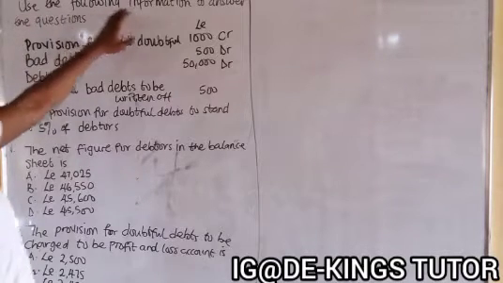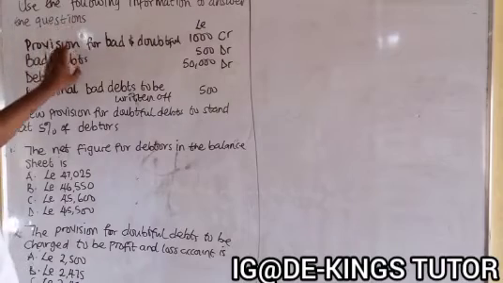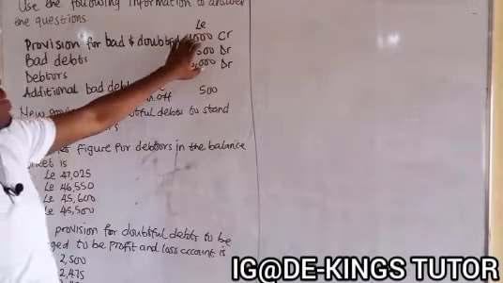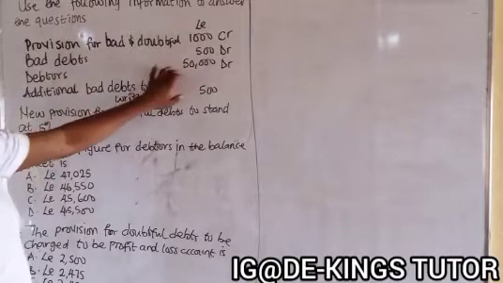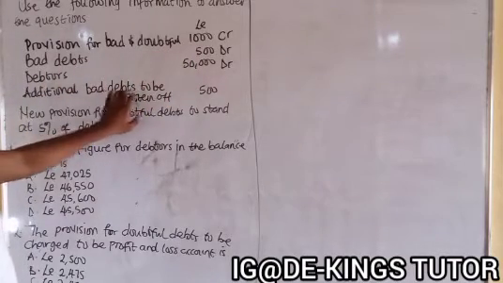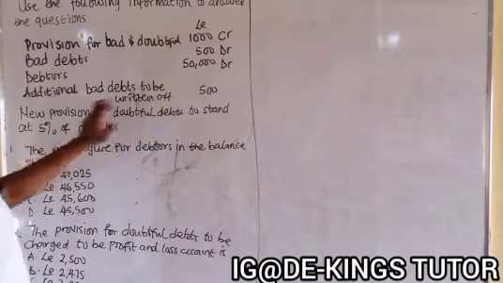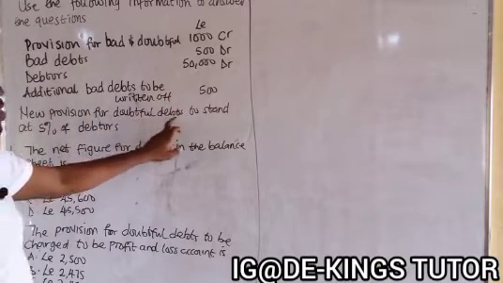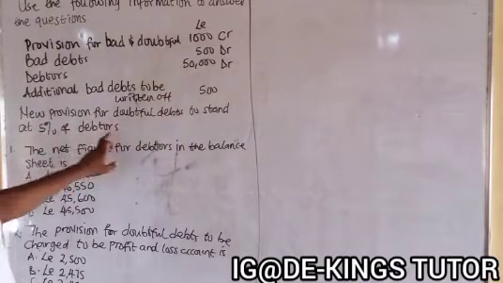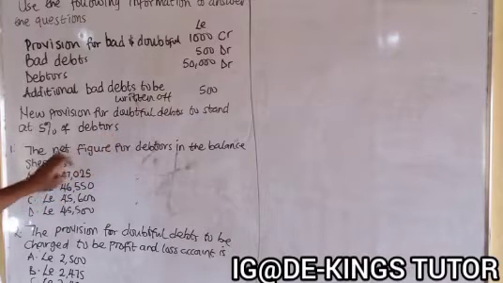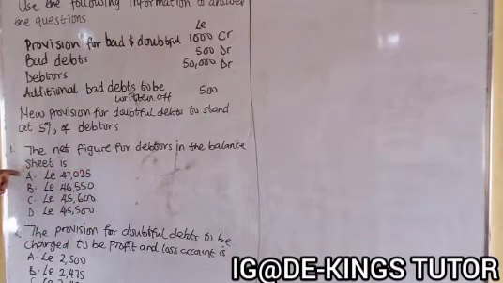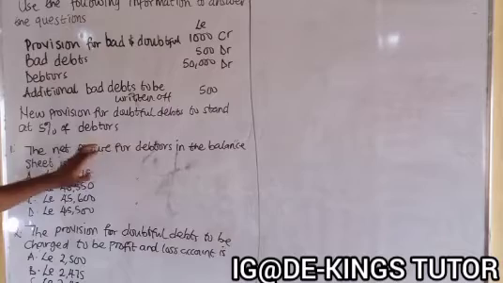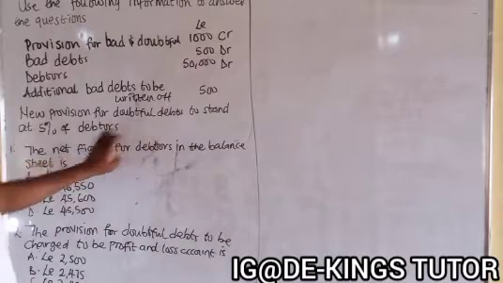He said, use the following information to answer the questions. So we have provision for bad and doubtful debt, 1,000. Bad debt is 500. Debtors is 50,000. And he said, additional bad debts to be written off is 500. There's a new provision for doubtful debt to stand at 5% of debtors. And they say, 1, the net figure for debtors in the balance sheet is dash. They give us these 4 options. They want to know the net figure for the debtors in the balance sheet.